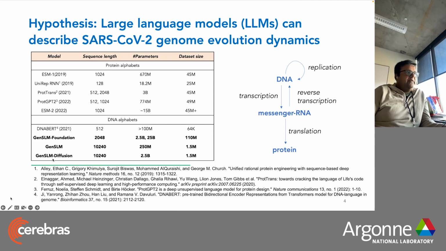And then you have the GenSLM diffusion model, which I'll also present a little bit about, in terms of understanding how you can expand the length of the sequence in order to get the correct context. That's a model that has about 2.5 billion parameters, and it was used to train on these SARS-CoV-2 sequences.